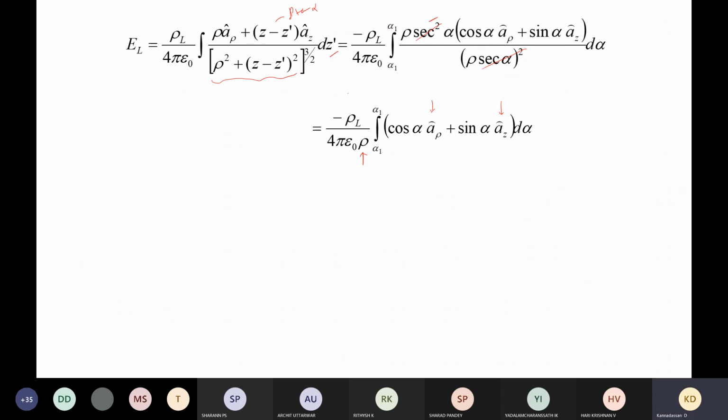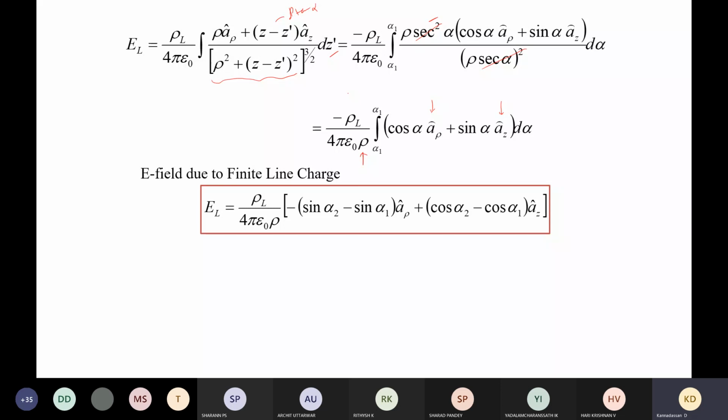So we just have to integrate, and when you integrate and substitute the limits, then you will get the electric field due to a finite line. And for a finite line of length L, instead of defining the length, it is described between point A to B. And if the length is defined, then you can substitute this in such a way that alpha 1 and alpha 2 can be substituted by triangulating this value.